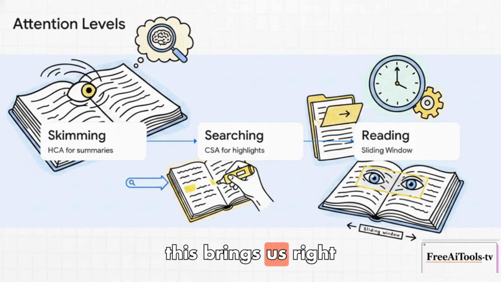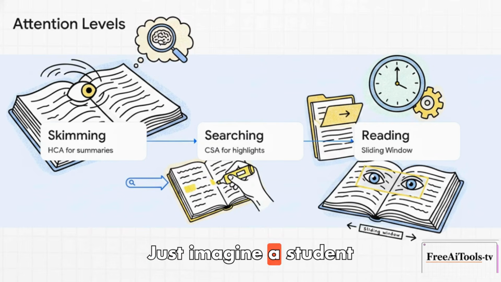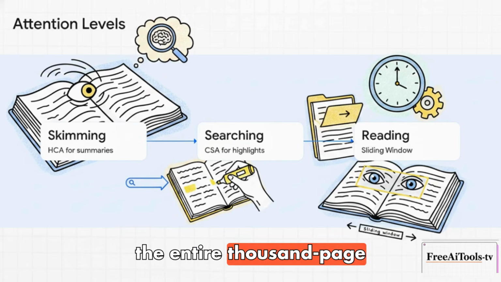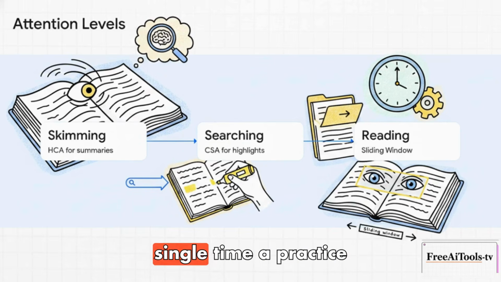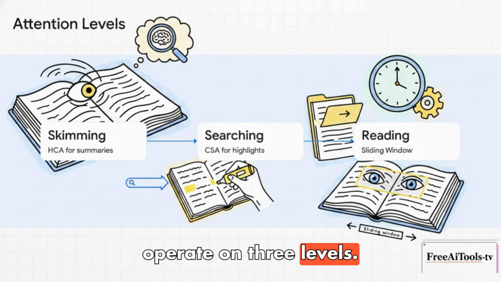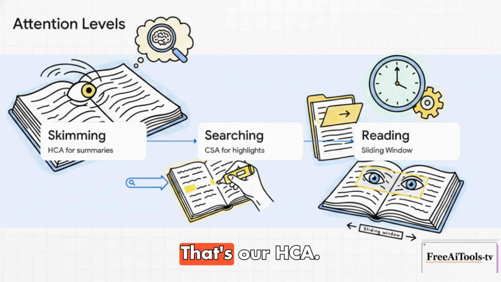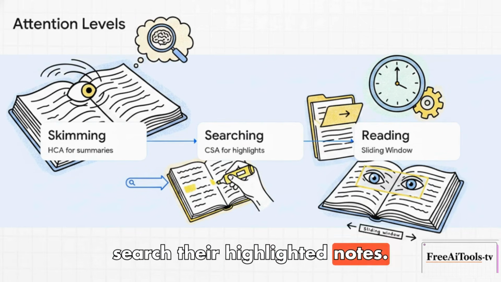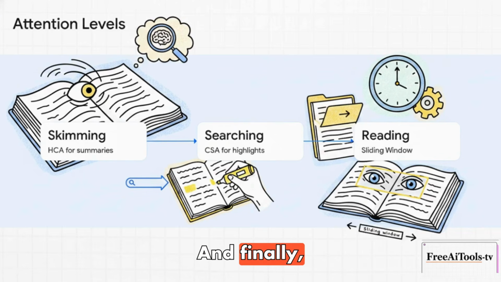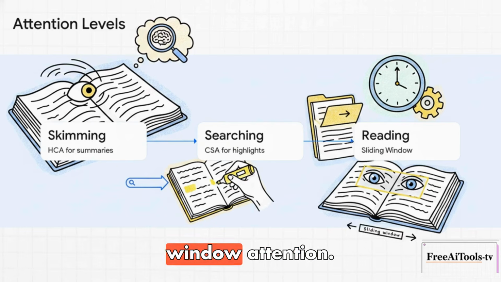And guys, this brings us right back to the student studying analogy I promised you earlier. Just imagine a student prepping for a massive, brutal exam. They don't reread the entire 1,000-page textbook perfectly every single time a practice question is asked, right? No, they operate on 3 levels. First, they skim the chapter summaries to keep the big picture in mind. That's our HCA. Second, when they need a specific fact, they search their highlighted notes, that's the CSA, and finally, they keep their current page open, reading it perfectly word for word, and that's what we call sliding window attention.